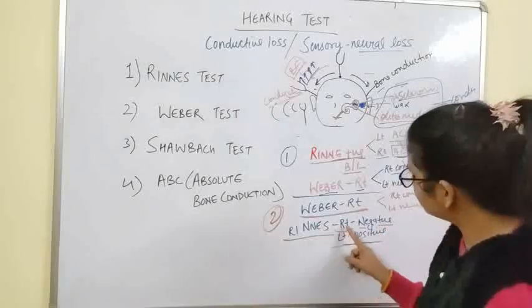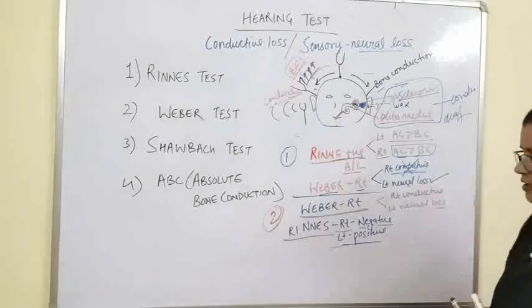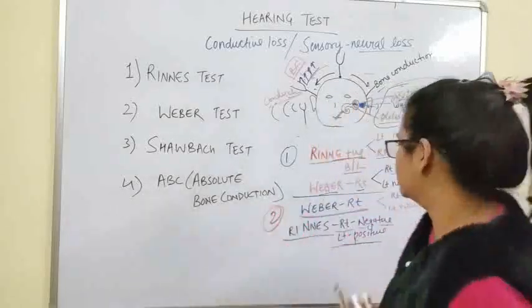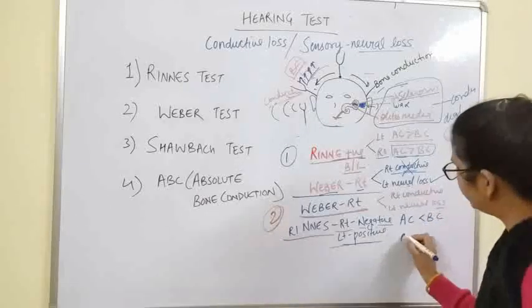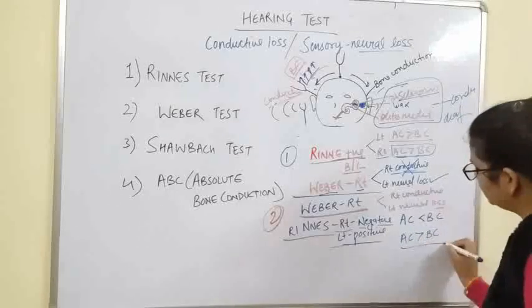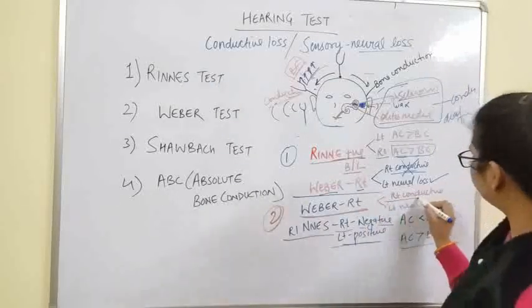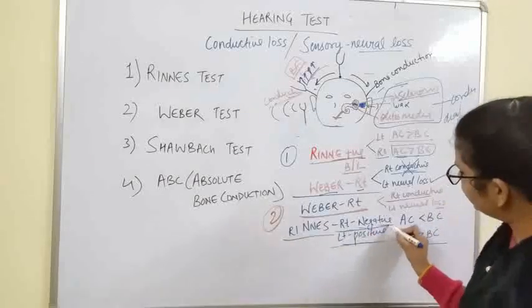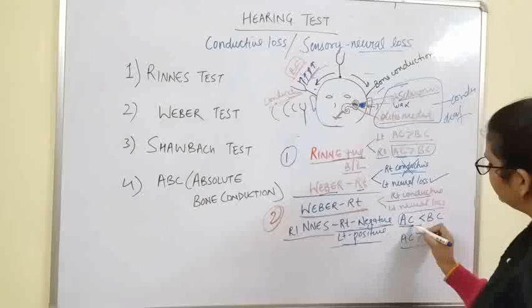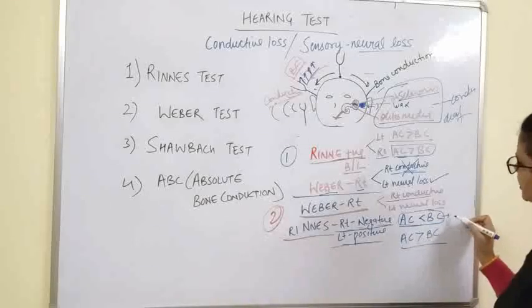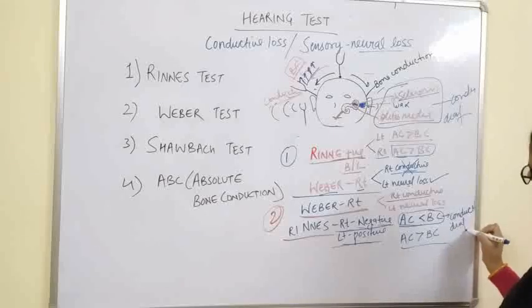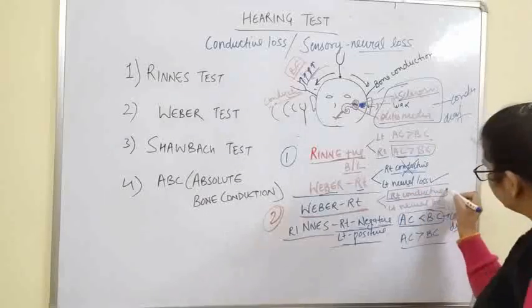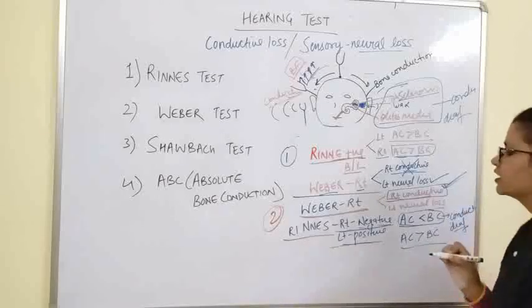So according to Rinne's, on the right side we have negative Rinne's. And what does negative Rinne's mean? That means air conduction is less than BC. And here it's AC better than BC. So on the right side, when we talk about conductive deafness, right negative means AC is less. If AC is less, this obviously explains that bone conduction is high. Bone conduction is always high in conductive deafness. So this proves that this condition is right. The patient had conductive deafness.